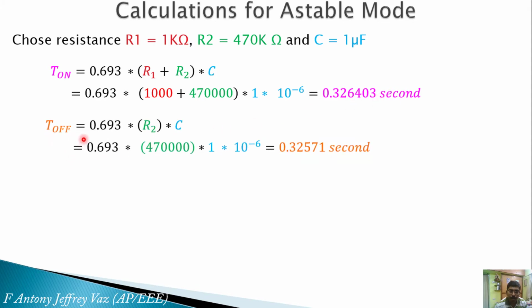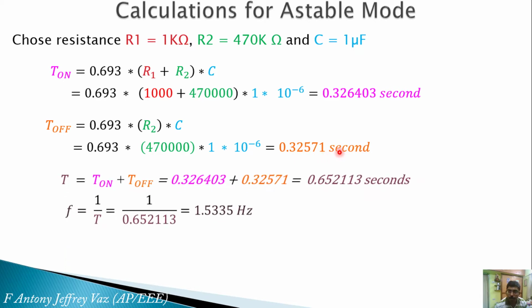Then we need to calculate the off time. Here is the off time formula: T off is equal to 0.693 into R2 into C. Substituting R2 and C, we get 0.32571 seconds. The total time period T is equal to T on plus T off. Adding these two values, we get 0.652113 seconds. Then finding the frequency, we know f is equal to 1 by T and we get a frequency of 1.5335 Hz.